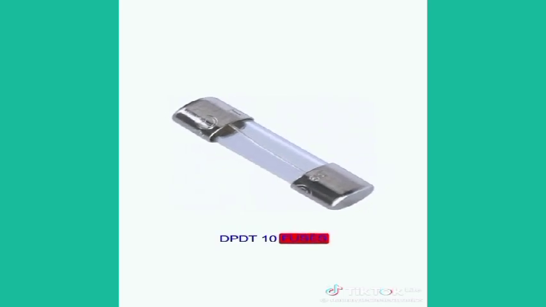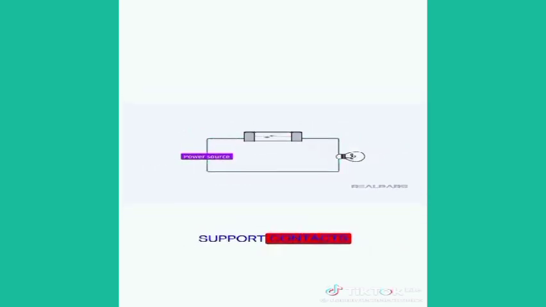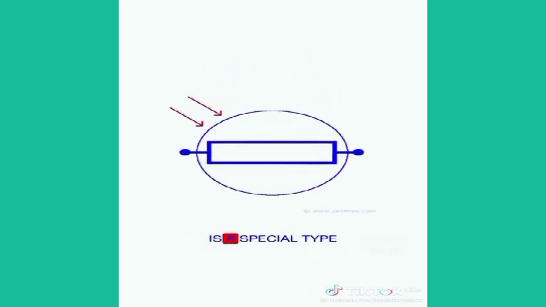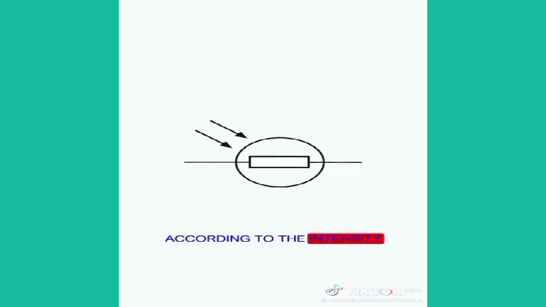10. Fuses. Fuses help preserve components from overloading with excessive current. A fuse consists of a connection body, support, contacts, and metal fuse material such as zinc or copper. 11. LDR, light-dependent resistor. As the name states, it is a special type of resistor that works on the photoconductivity principle, which means that resistance changes according to the intensity of light. Its resistance decreases with an increase in the intensity of light.